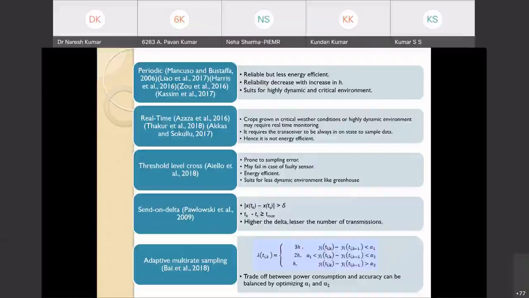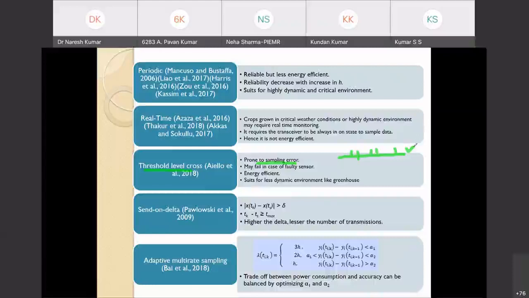Then we have threshold level-cross, which is prone to sampling error, because it is sampling at all the points, but it will transmit only when it crosses a threshold level. So it may fail in case of a faulty sensor, and it is more energy efficient, that is true, but it suits less dynamic environments like a greenhouse. And then another is Send-on-Delta.